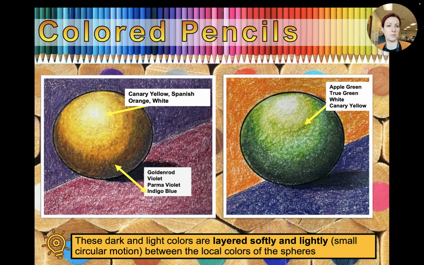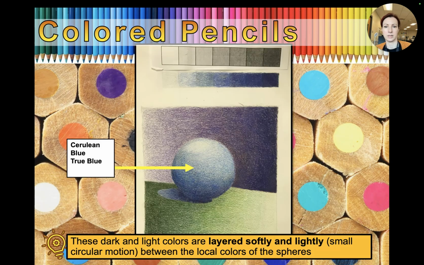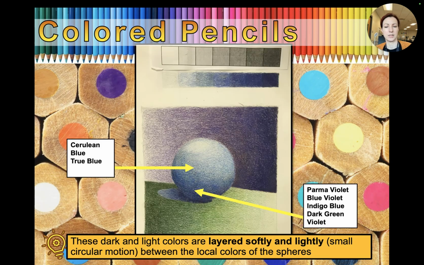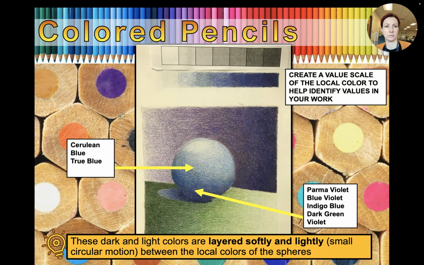So you can see to make those greens, I'm not just using one green. I'm layering multiple greens. Same with the yellow. I'm not just coloring it with one yellow pencil. Here's another example. So you can see the variety of colors that are used. And also create a value scale so you kind of know how to get it the way you want before you start with your sphere.